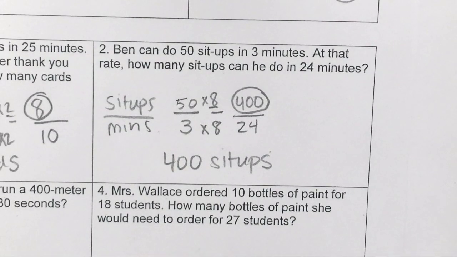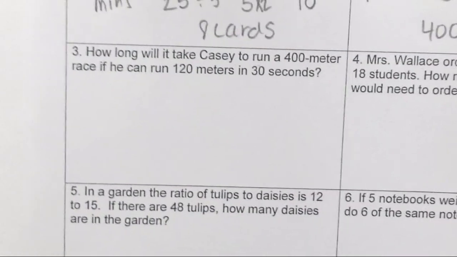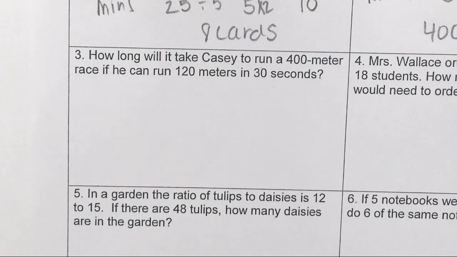Okay, I'm going to do one more with you, and then you're going to be doing number 4, and then you're going to check it. Okay, so I'm going to do number 3 with you. How long will it take Casey to run a 400-meter race if he can run 120 meters in 30 seconds? Okay, the 120 meters in 30 seconds is the rate that is given to me. The 400 meters is what I'm trying to figure out.